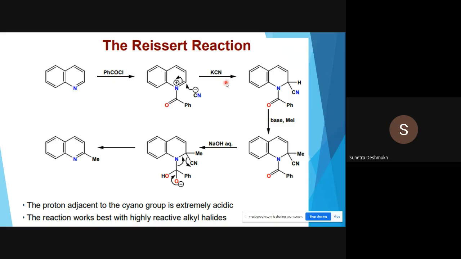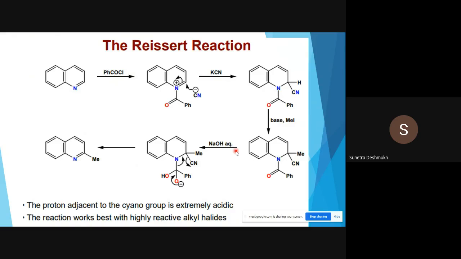After that we have to use potassium cyanide. So CN minus attacks at the second position of the quinolinium ion. So the cyanide group gets attached at the second position, shifting the C=N double bond onto the nitrogen atom. Then this intermediate is treated with a base and methyl iodide. With methyl iodide, we are going to replace this cyanide with a methyl group. In the presence of base, we can generate Me minus, I plus. So methyl minus attacks at this position. That means replacement of the C-H bond by the methyl group.